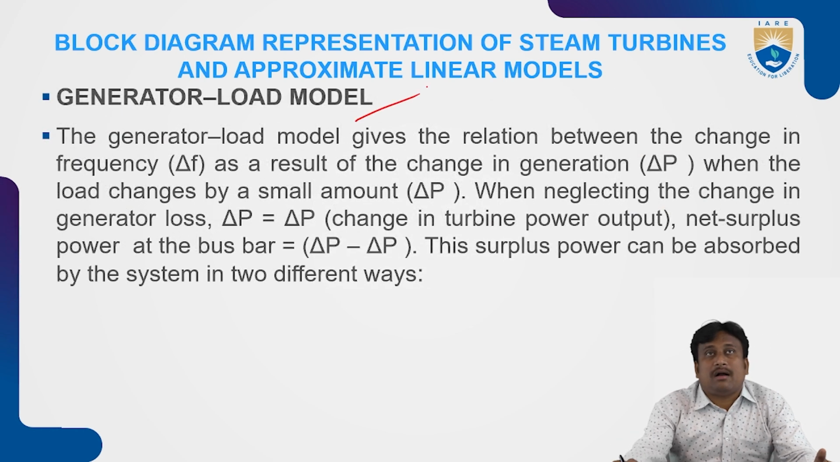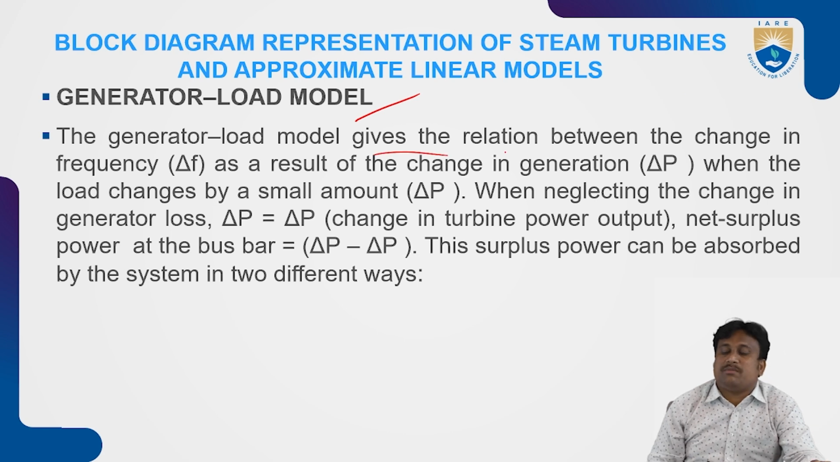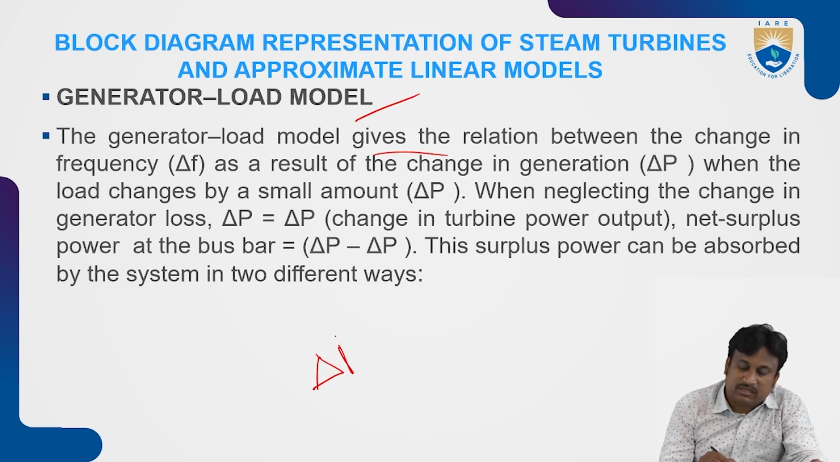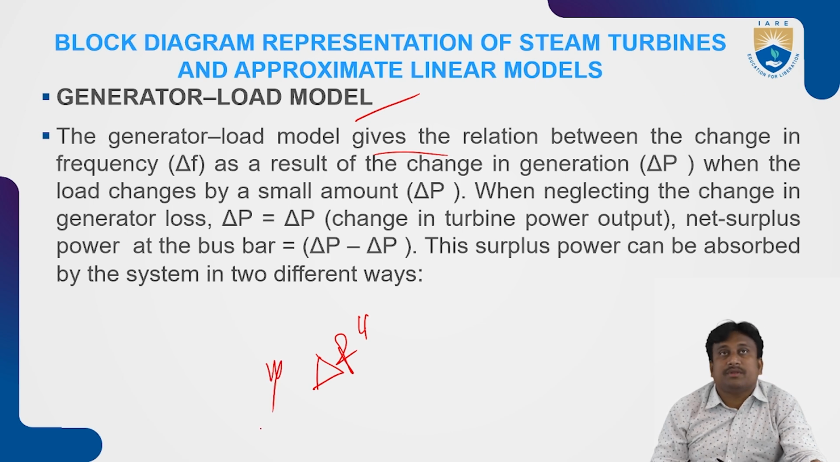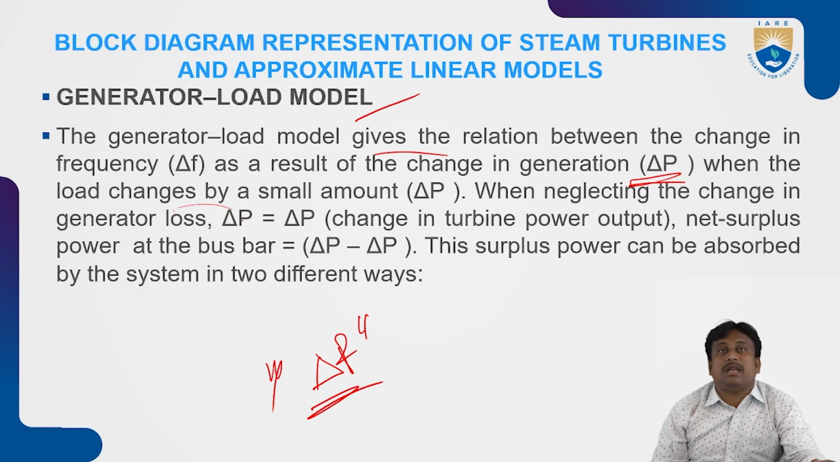Now another model, called the generator load model. This plays a key role in the turbine sections. So here in the generator load model, it gives the relation between the changes in the frequency. So change in frequency is represented with delta F. As a result of this change in frequency, there is a change in generation, delta P_G, when the load changes by a small amount, delta P_D.